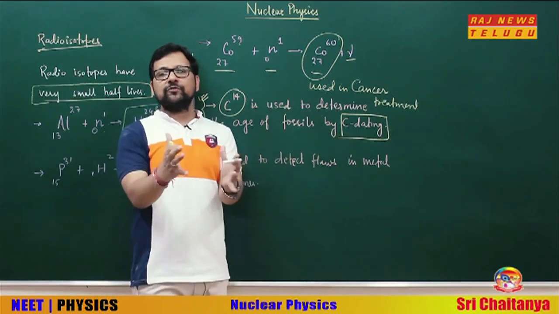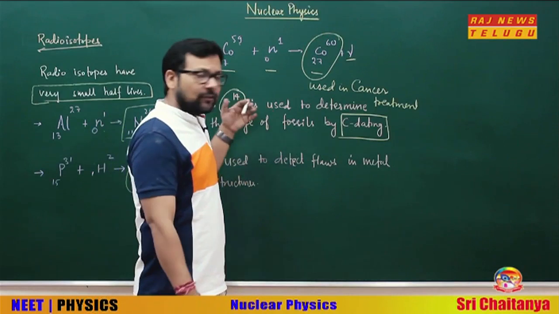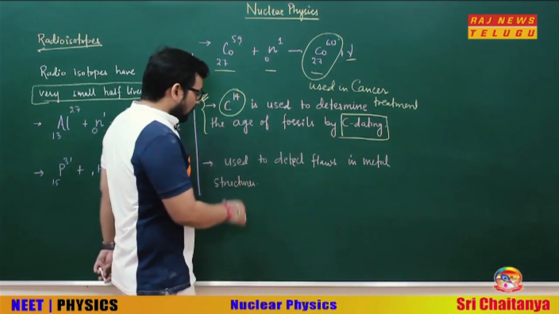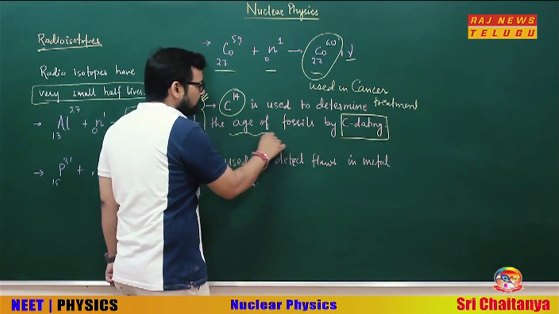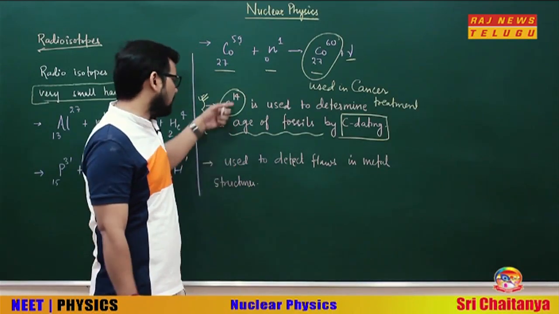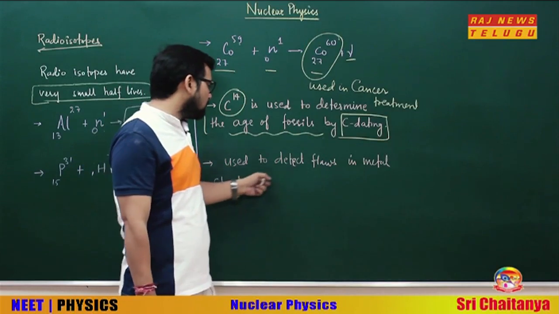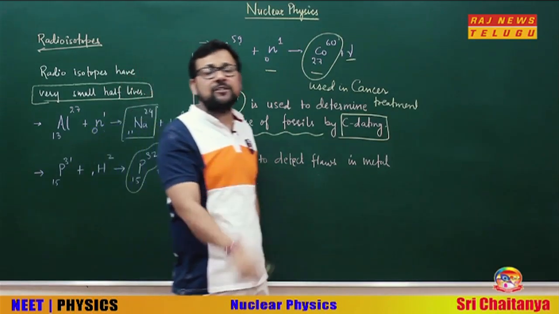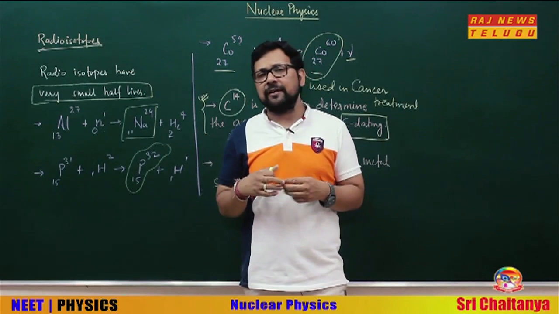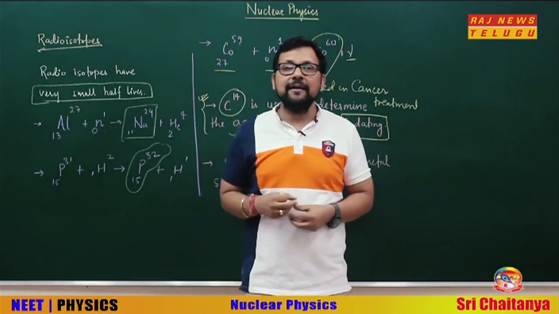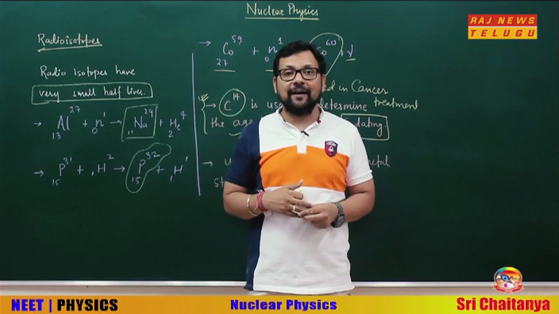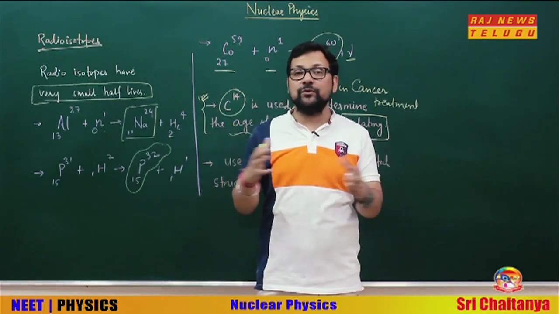So see the various uses of radioisotopes, almost everywhere. I told you, in agriculture, in industries, in medicine, it's almost everywhere. Also, one of the uses, this is important, this is your question point also. Keep on asking this. Radioisotopes are used to detect flaws in metal structures, and such radioisotopes are used in industries. So radioisotopes, keep in mind, are isotopes with very small half-life, and they are of much significance, so useful.